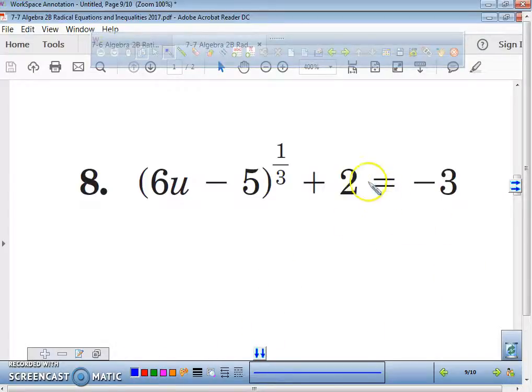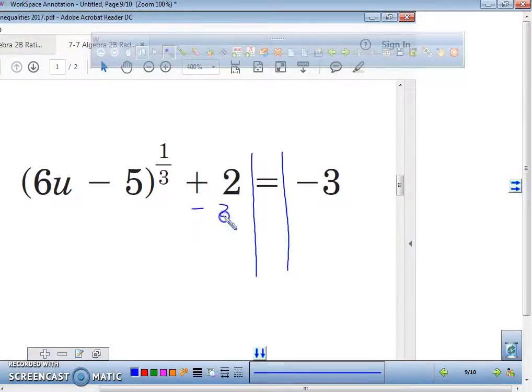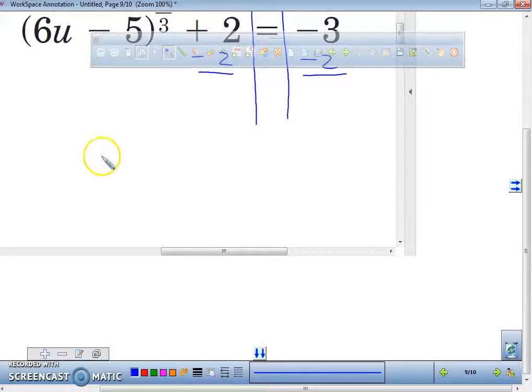Step number 1. What are we going to do to both sides? Right, we're going to subtract 2 from both sides. That's the first step. Here's what we have. In parentheses, we have 6u minus 5 raised to the power of 1/3 equals negative 5.